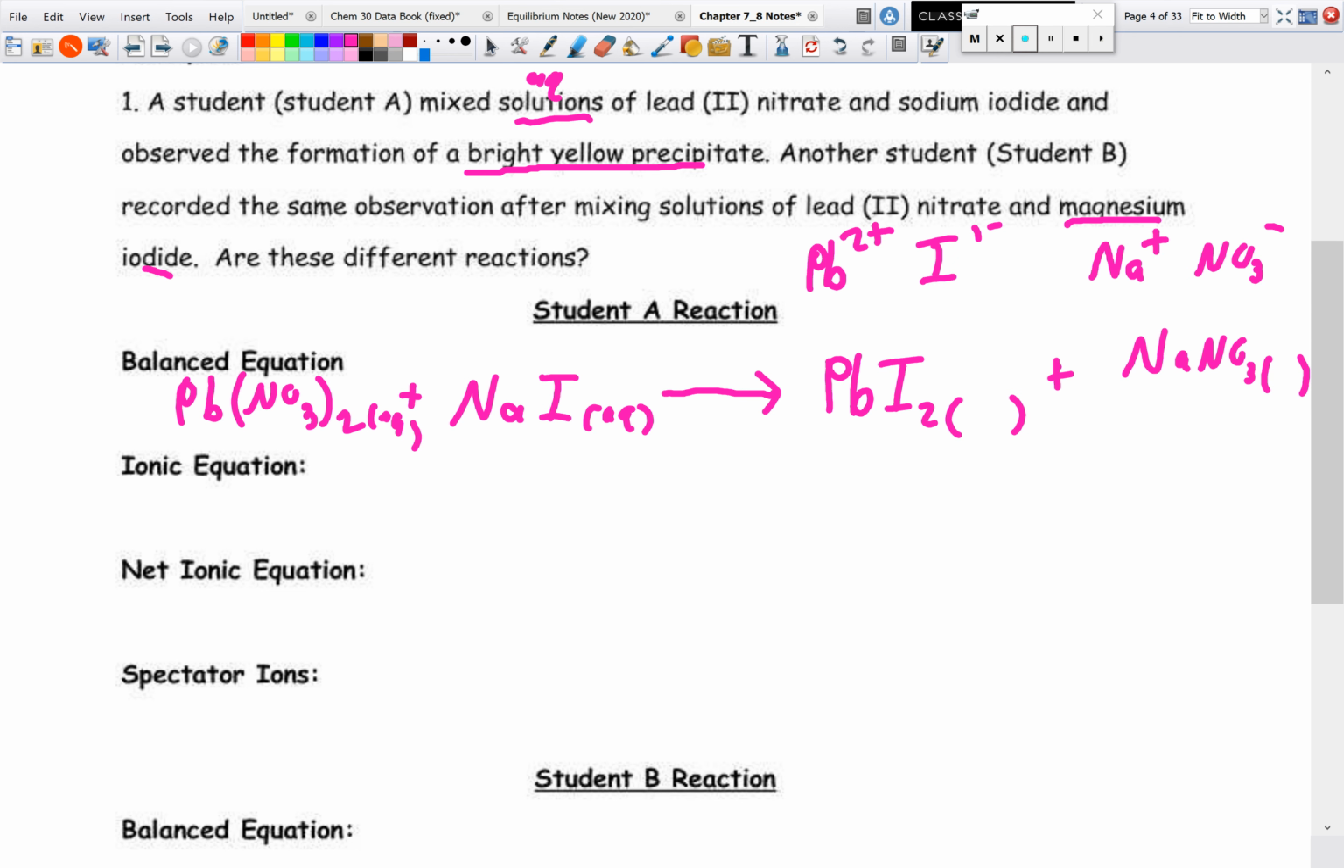Now we can balance and then write out our ionic equation if we want, or figure out states of matter, but let's balance anyway. So we need 2 nitrates and 2 sodiums, and that's how we balance that one. All right, so now we have 2 iodines, 2 iodines, 2 sodiums, 2 sodiums, 2 nitrates, 2 nitrates.